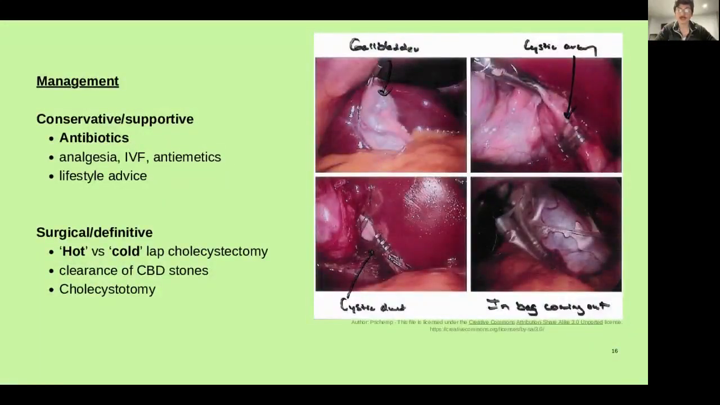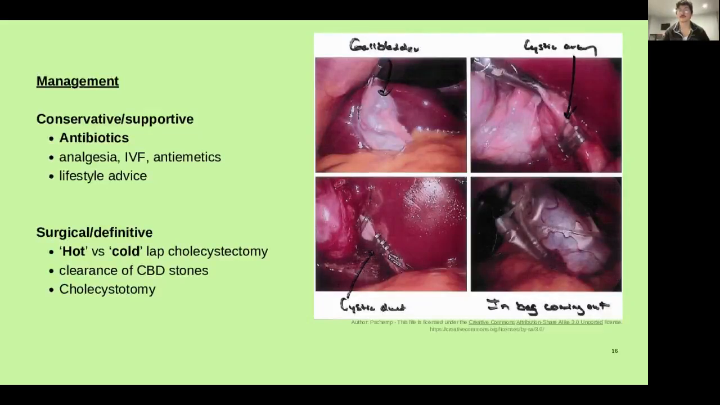So management is quite similar to biliary colic, except you're going to add in antibiotics. Typically it'll be cefuroxime IV and metronidazole orally. That covers the abdominal infections. But again, never forgetting things like analgesia, IV fluids, antiemetics, all the basic things, and also lifestyle advice as well. So reduce fatty food intake.